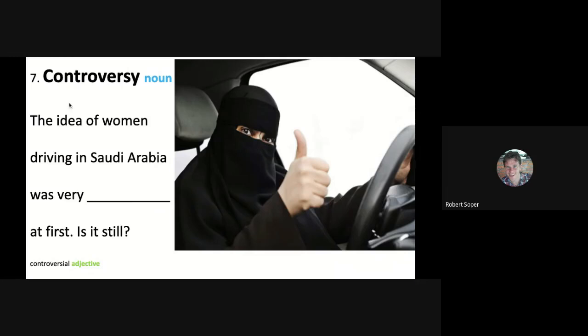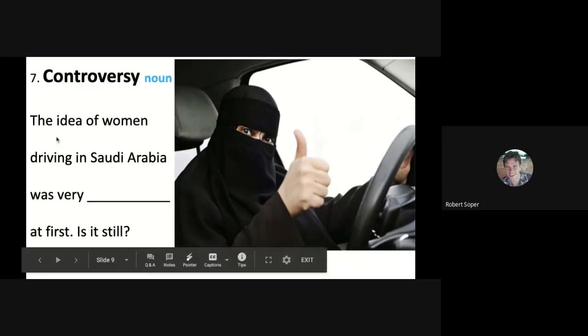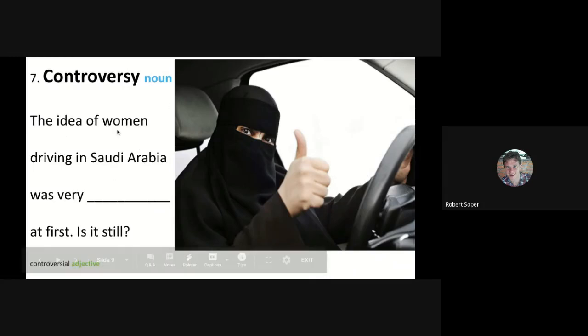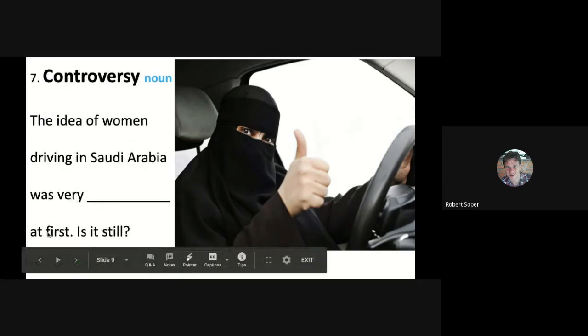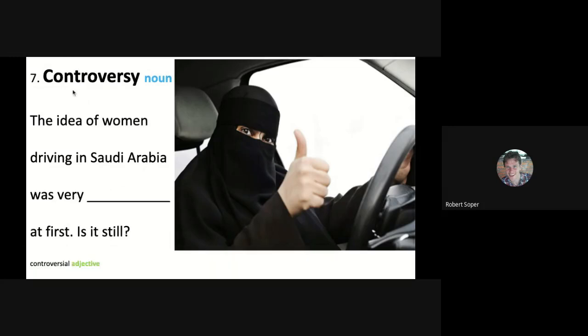How would we use that in a sentence? Well, let's look at this gap fill. Let's see how this works. We have the idea of a woman driving in Saudi Arabia was very something at first. Is it still? So, what type of word do you think goes here? Would it be controversy or would it be controversial?